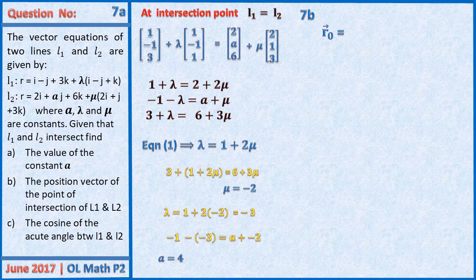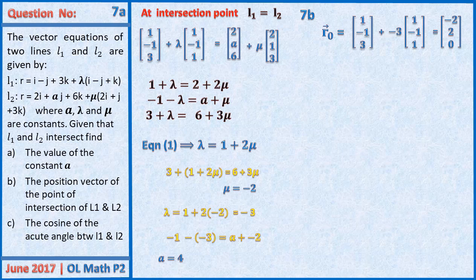Now the B part asks for the position vector at the point of intersection. You just have to use one of the lines. You can use line 1 or you can use line 2, and you put in the value of alpha in line 1, or you move to line 2 and put in the values of alpha and mu. So in this case, I would just like to use the first line. So we have (1, -1, 3) plus the value of lambda, minus 3, we put into the equation, and when we simplify, you have (-2, 2, 0). So that's the position vector at the point of intersection.